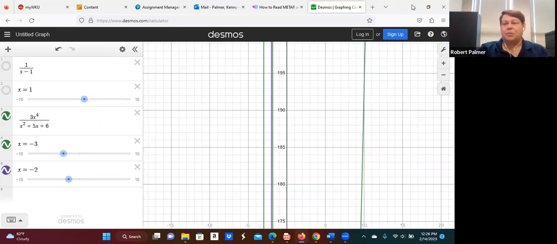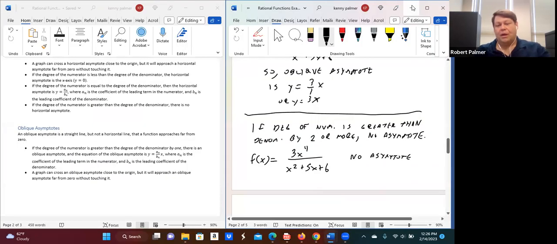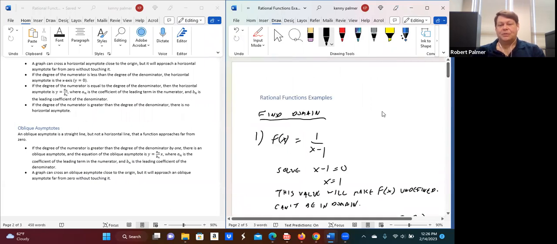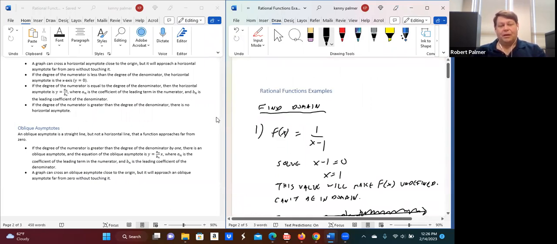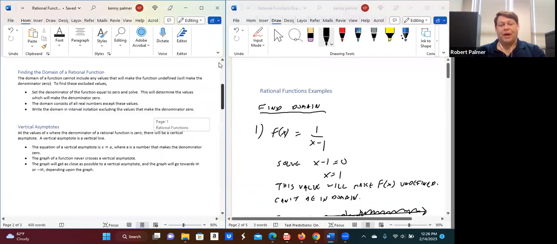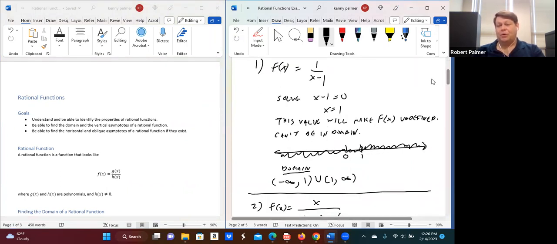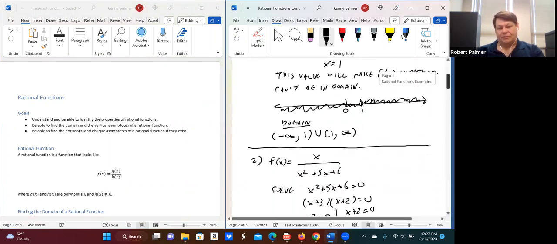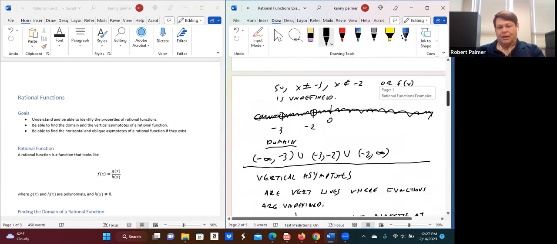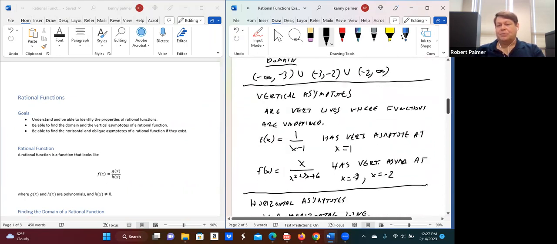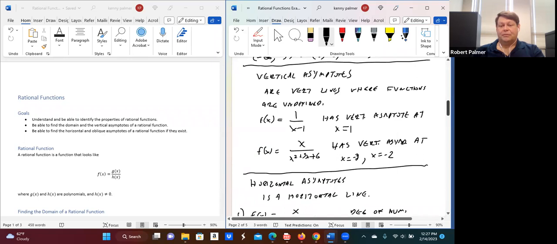Okay, so let's summarize what we've done so far today. We've seen some behaviors of rational functions and what can happen. If you have x's in your denominator, almost every case, not every case, you'll have a vertical asymptote. That's where the function is undefined, and those points cannot be included in your domain. You have to exclude those when you write your domain.